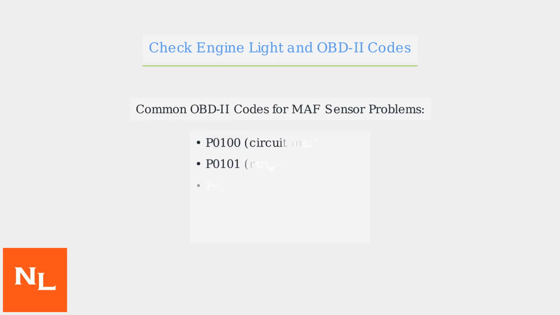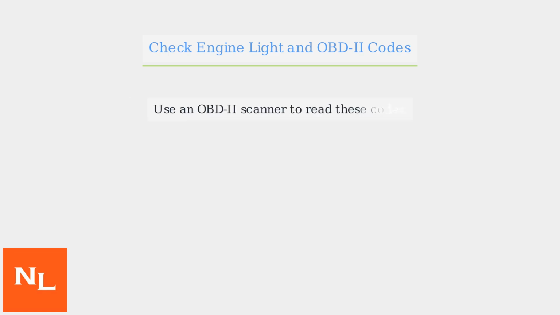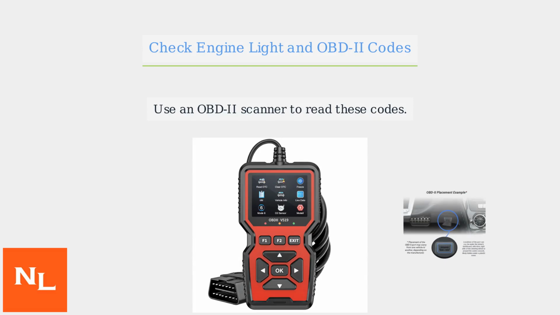Common OBD2 codes associated with MAF sensor problems include P0100 for circuit malfunction, P0101 for range or performance issues, P0102 for low input, P0103 for high input, and P0104 for intermittent failures. Use an OBD2 scanner to read these codes.